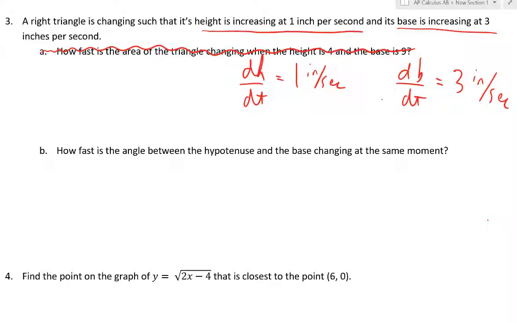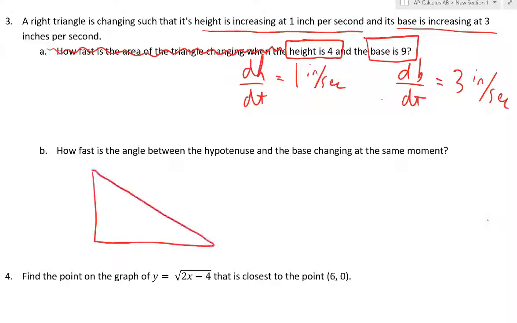And although I crossed this out, we don't need to answer this question, but we need to know that at this point in time, the height is 4 and the base is 9. Okay, so we have a right triangle where we know the base is changing and the height is changing.